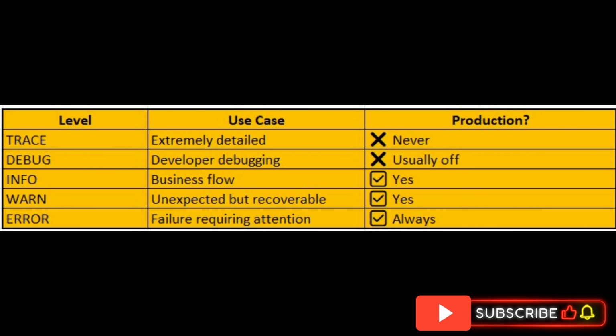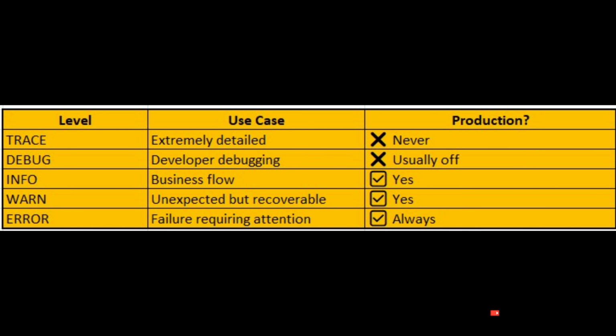Info. This is majorly used for business flow or very important log messages, to understand what kind of business flow invocation has happened and where the flow is going. So this should definitely be kept on in production. Warning. This is used for unexpected but recoverable incidents. Whenever there are such incidents, you should log them, and this should always be enabled in production.